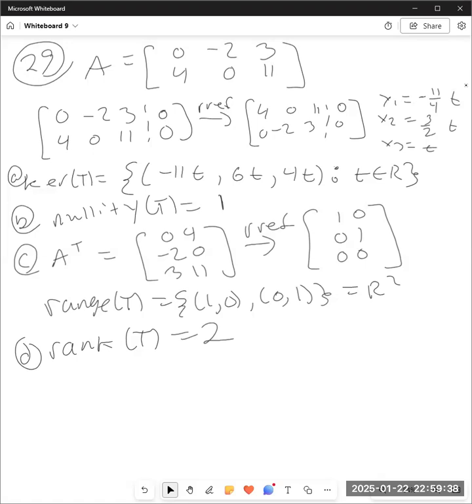I got my pages out of order, but that's okay. I'm going to do 25 now.